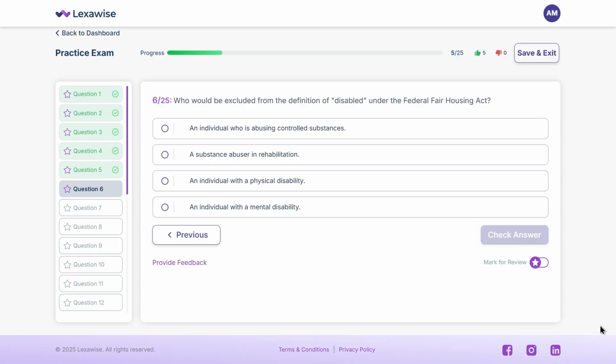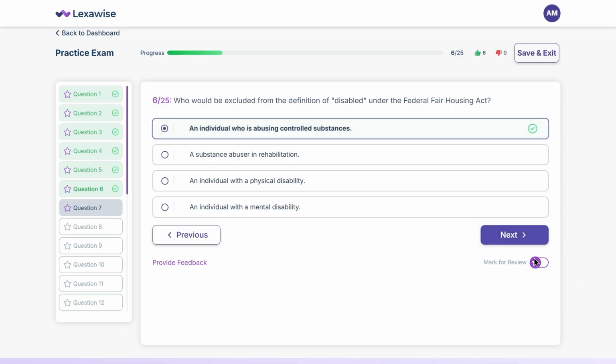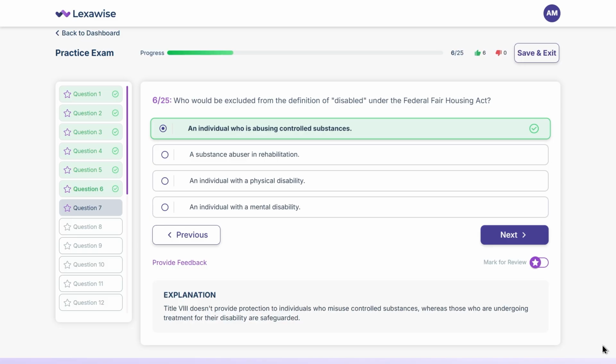The correct answer is A. An individual who is abusing controlled substances. The Fair Housing Act protects those in rehabilitation, but not those currently misusing controlled substances.